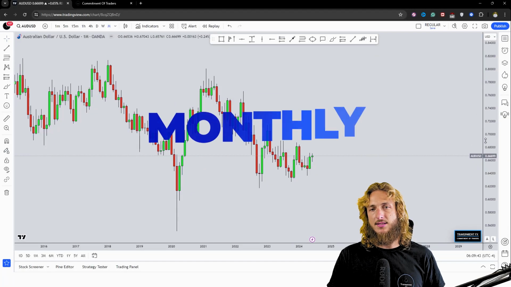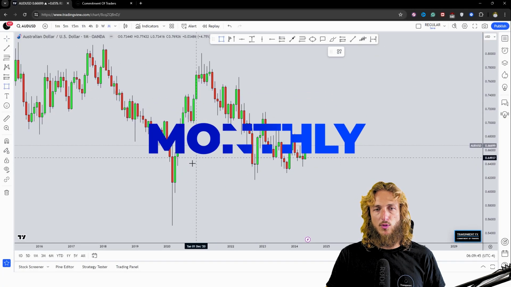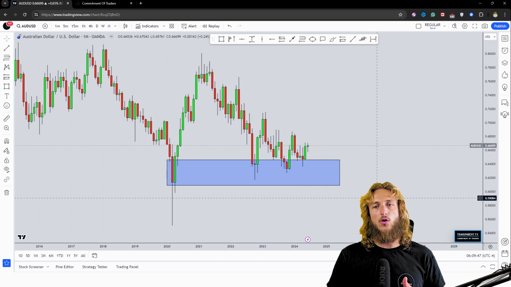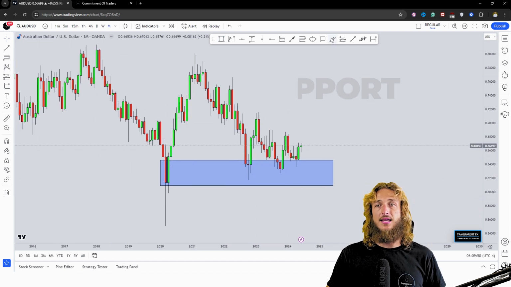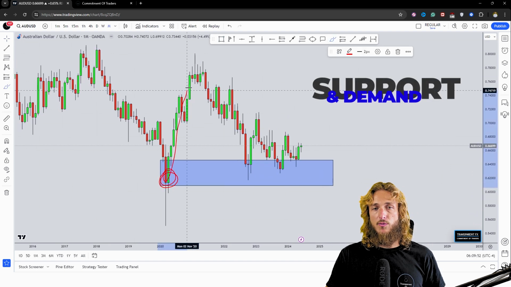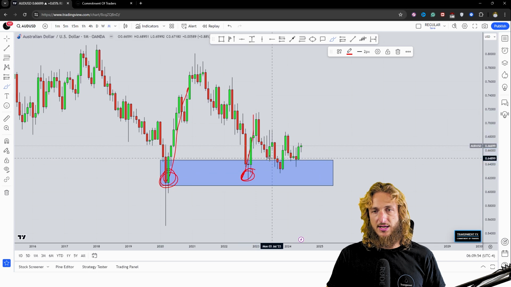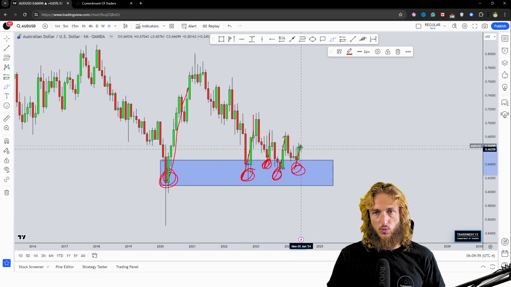Starting here from the monthly time frame, what we can see is that at the moment we have a market which is testing a quite strong monthly demand and support area. From here, all these previous rejections to the upside have been created. Every time that the market tested this zone, it rejected it to the upside quite aggressively.